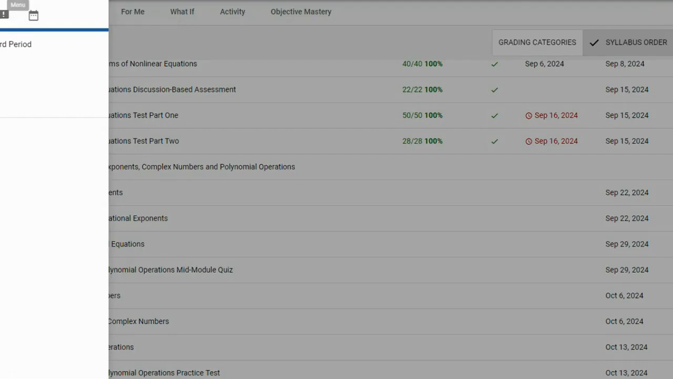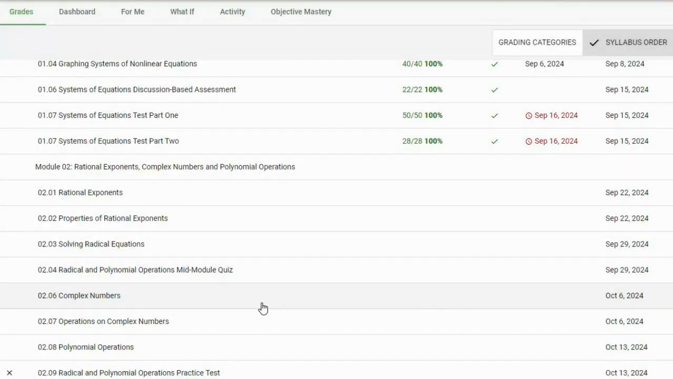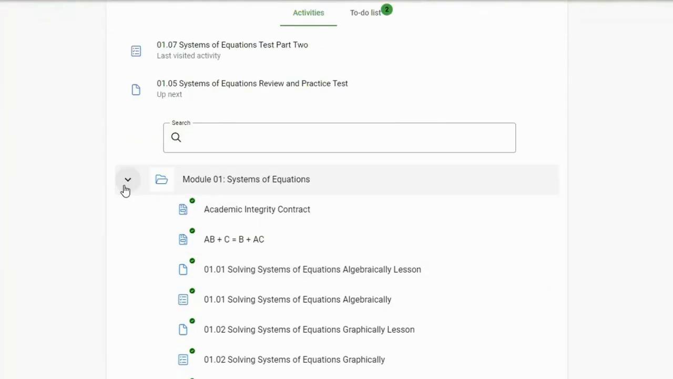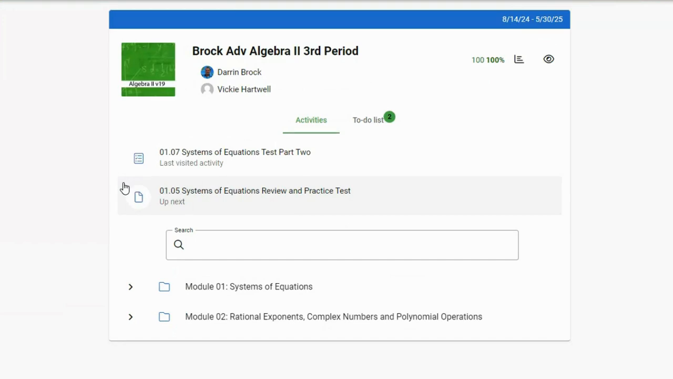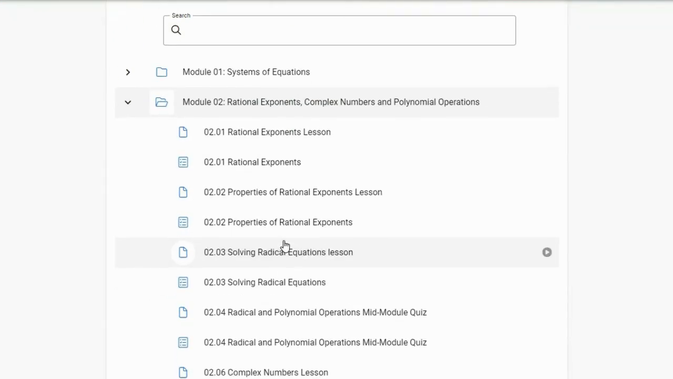So make sure you've got everything turned in from Module 1. I'm going to close this folder since we're done with that and open up the Module 2 folder. Looking at the first 2 lessons, we're going to talk about rational exponents and then properties of rational exponents, because next week we're going to be solving radicals, and radicals and rational exponents are very much related to each other.